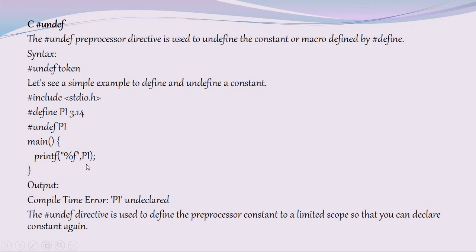Inside the main function, now we are printing the value. Since the value was defined and then undefined, the compilation is going to throw an error, because we have undefined the value of PI which was declared previously. So it is going to be an error. So that is the functionality of the #undef preprocessor directive.